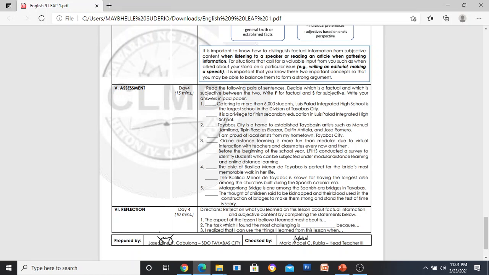So, number 1, kopyahin. The aspect of the lessons I believe I learned most about is, so, tugtungan nyo. Ano yung pinaka natutunan nyo? Number 2, the task which I found the most challenging is, ano yung medyo nahirapan kayo? Then, because, bakit? Number 3, I realized that I can use the things I learned from this lesson when, saang scenario natin siya pwedeng magamit.